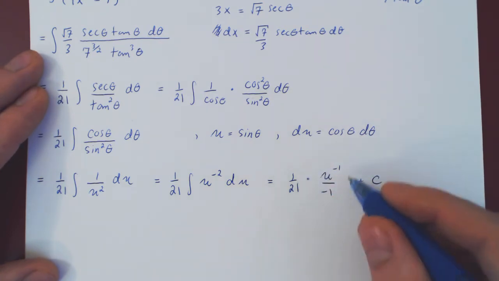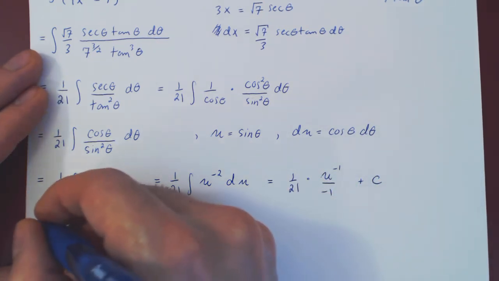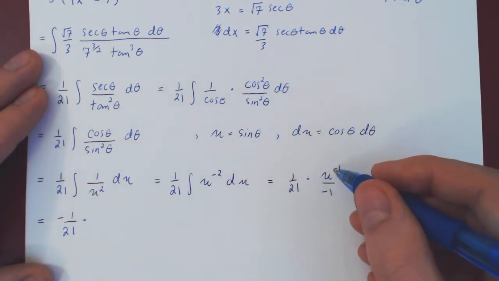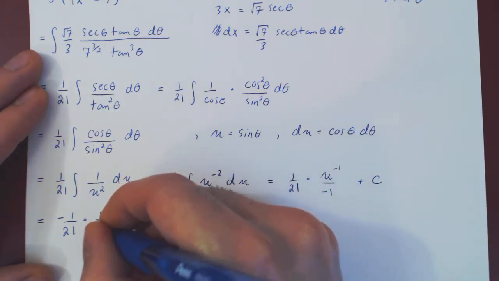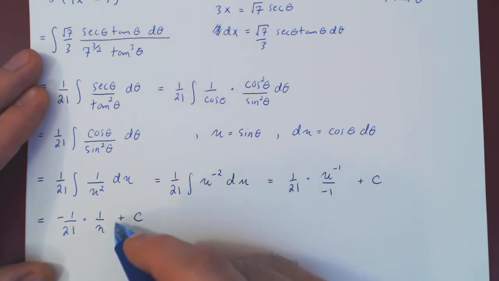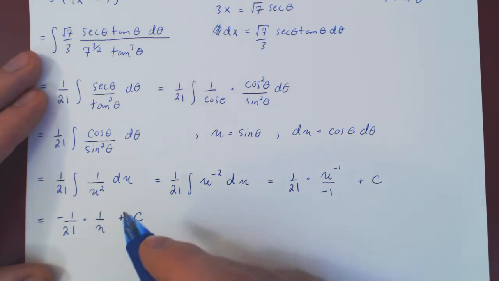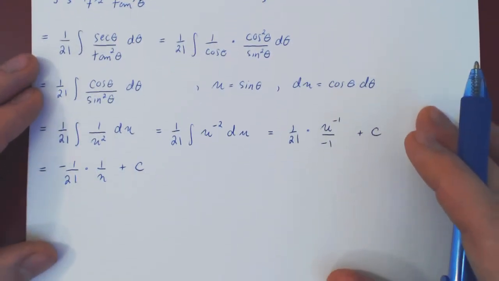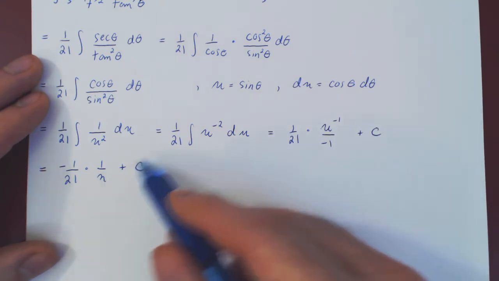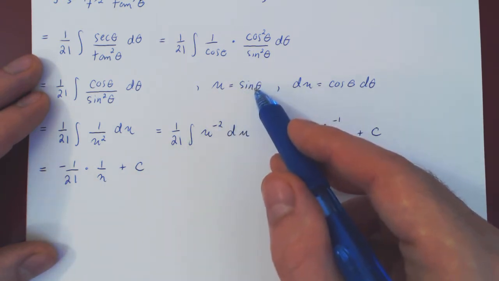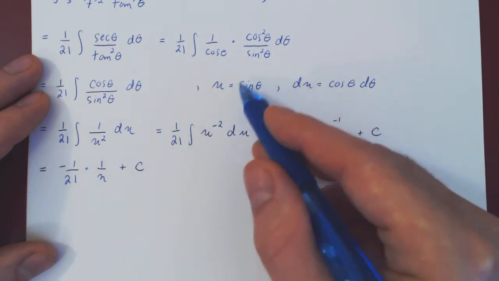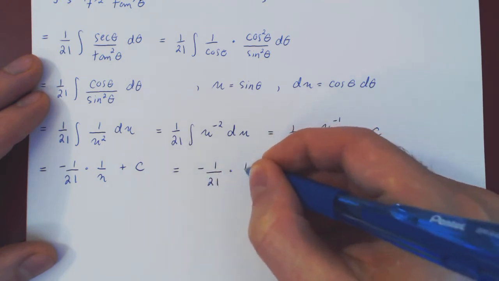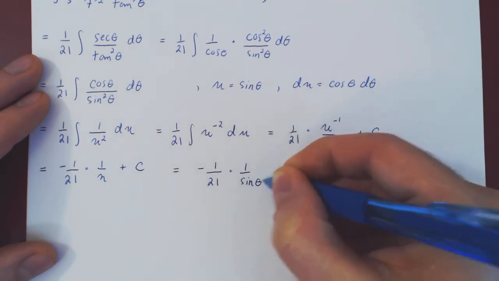Well, let's simplify a little bit. The negative 1 over 21 will put up front, times u to the minus 1, that's 1 over u, plus of course c. And so now we're done with the integration, but we have to go back to a function of the original variable, which in our case is x. Well, that's a two-step problem. As u is a function of theta, let's first go back to a function of theta. So 1 over u is 1 over sine of theta. So we have negative 1 over 21 times 1 over the sine of theta.